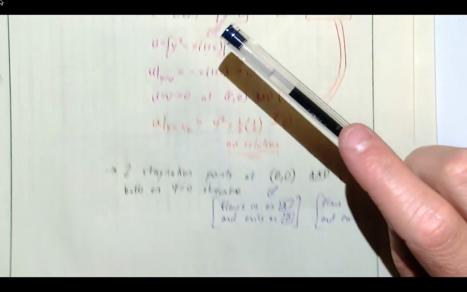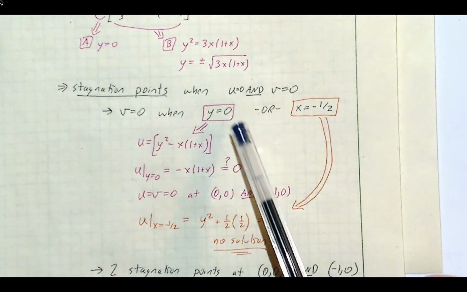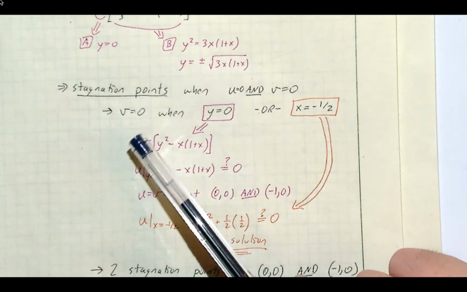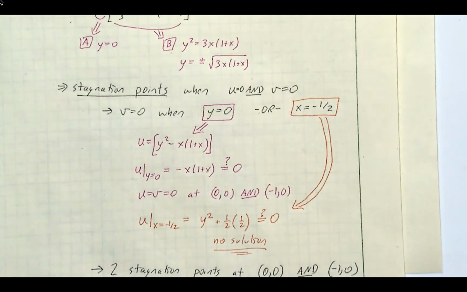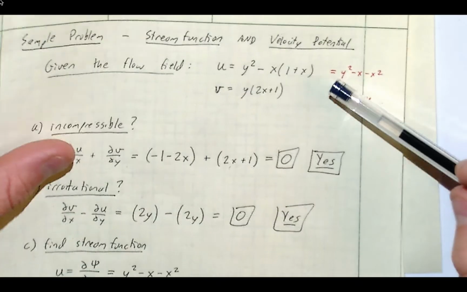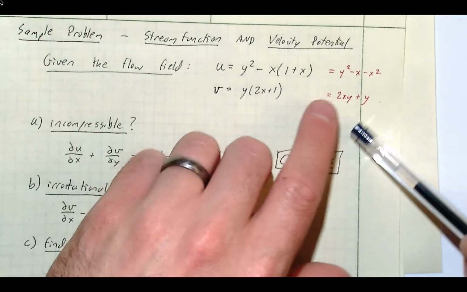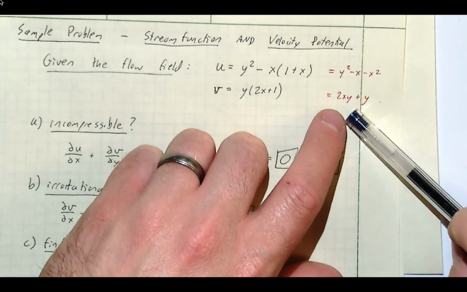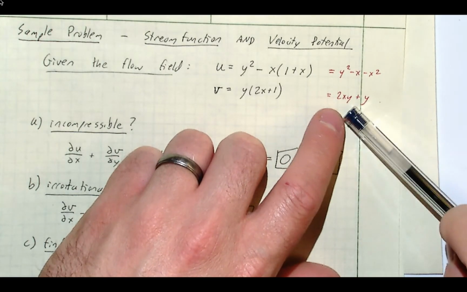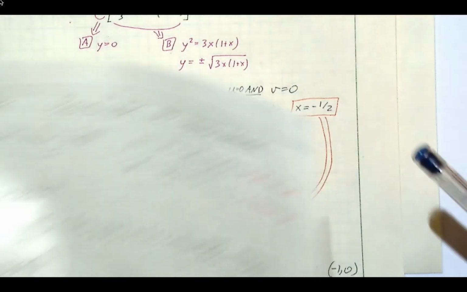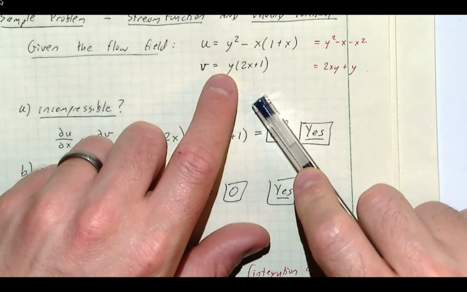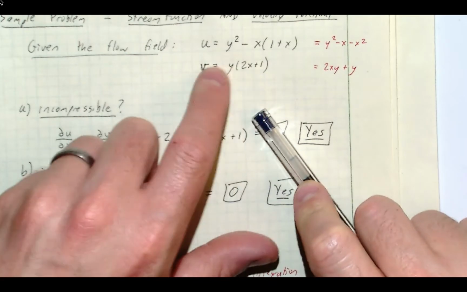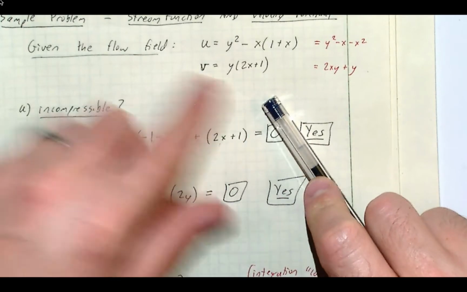Where do we get stagnation points for this flow? Well, it's when U and V are both 0. Remember now, V was defined to be, let's see. Right, we're looking for points where both U and V are 0. V is going to be 0 when y equals 0. There's two different ways. Actually, let's go to this form, this will be easier. When can v equal 0? Well, either y equals 0 or x equals minus 1/2. Right? Those are the two ways that we can get v equal to 0.